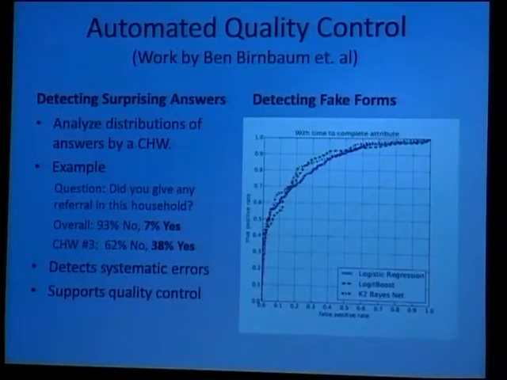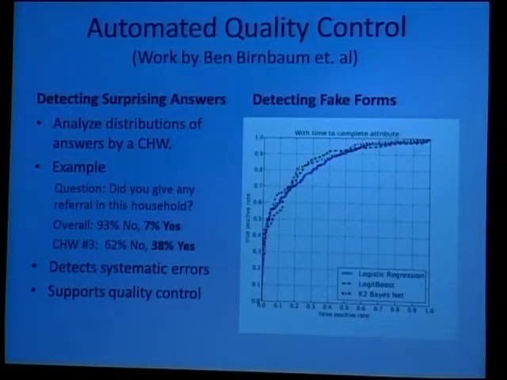But something seems suspicious or surprising or worthy of follow-up if a particular community health worker has a distribution that's really different than the norm. So in this case, the average rate of referrals was 7%, but this community health worker was referring 38% of her people. It might be she's got a sicker population, it might be any number of things, but it's worth following up to figure out what's going on. Even for household surveys or things like that, if your data is coming back very skewed, it's worth following up. And what this supports is what we would call automated quality control.